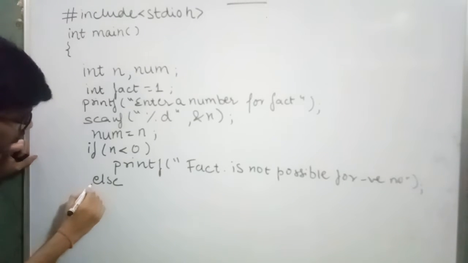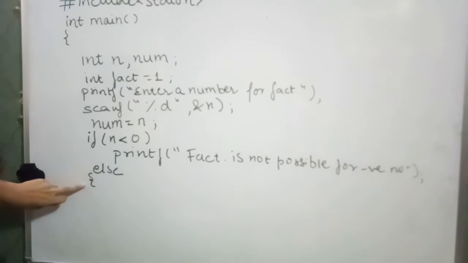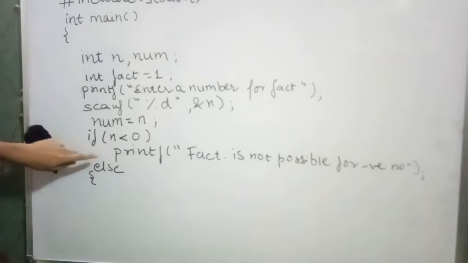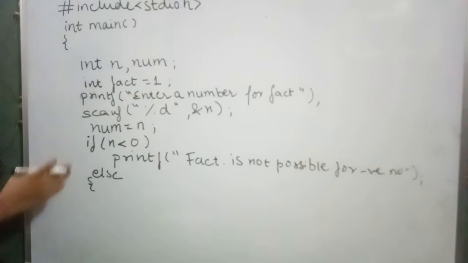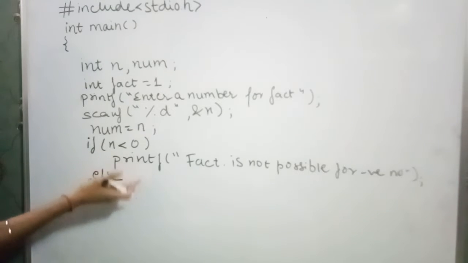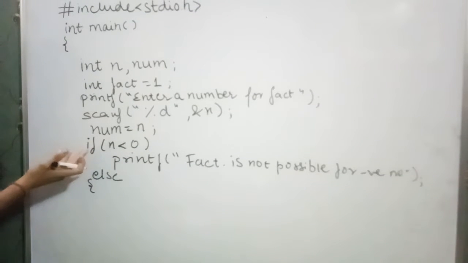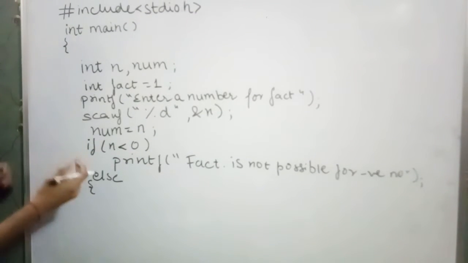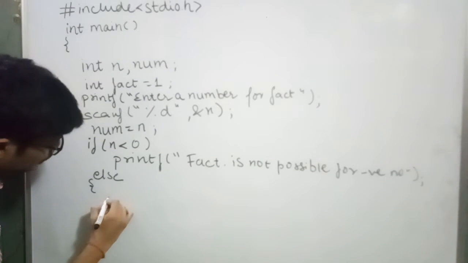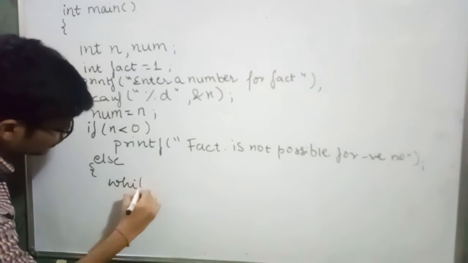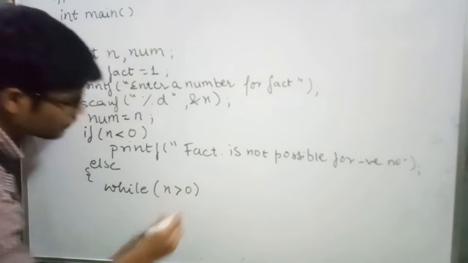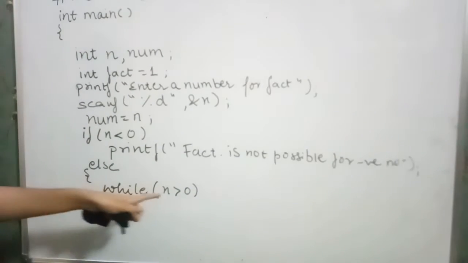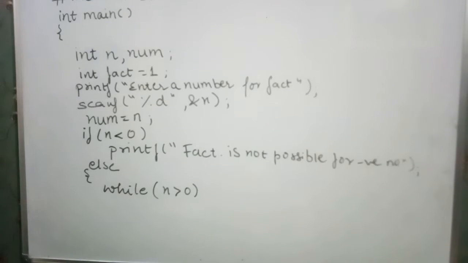Going further, we are taking brackets. Why haven't we taken brackets here? Because if it is a single line of code we need to write, we don't use brackets. But if there are multiple instructions in a condition or loop, then we have to put brackets. So else, while n is greater than 0. So for positive numbers only we can find the factorial of a number.